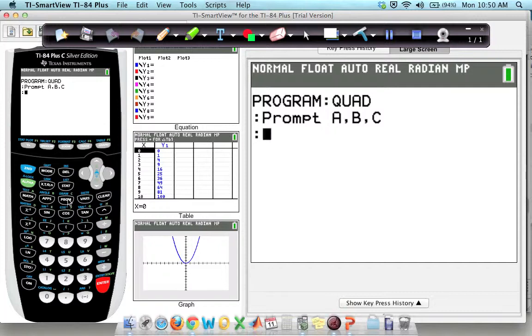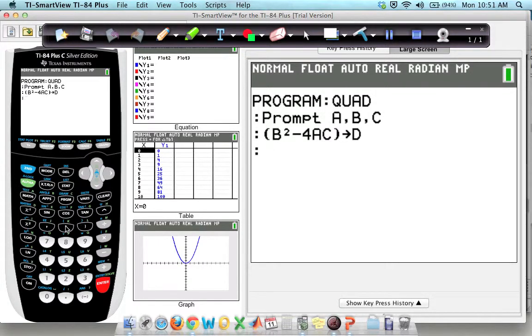And now I'm going to put what's underneath the radical sign in parentheses so that this will make it a little bit simpler later on. So that's B squared, so alpha B, then hit the squared button, minus 4 times A times C. End the parentheses, and then you want your calculator to store this answer. So down here on the lower left you see STO with an arrow. Click on that, and we're going to call this D, so alpha D, and then hit enter. So B squared minus 4AC, your calculator is now storing that answer as D.